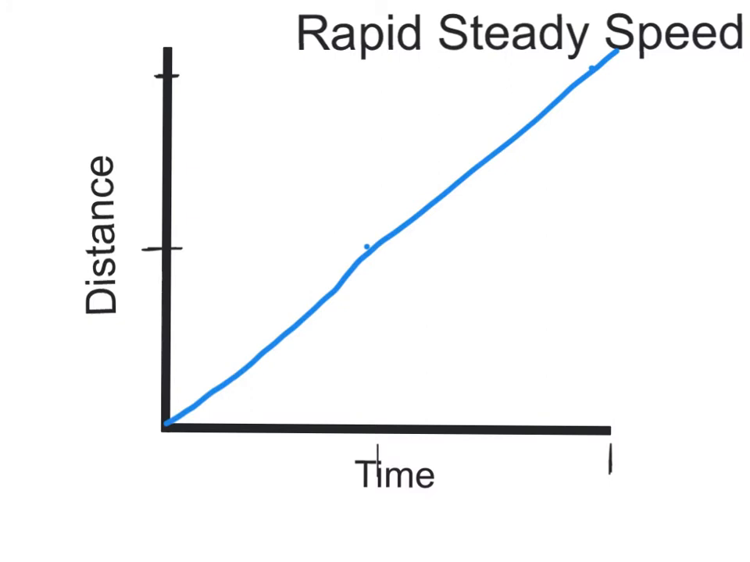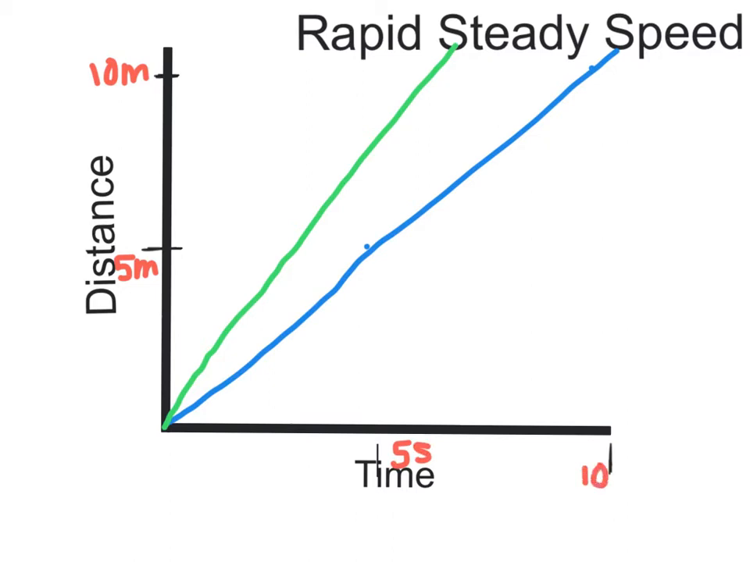For the next one, we're going to look at rapid steady speed. You can see right now I have what we did on the last graph already on this one. So I have steady speed already graphed. Rapid steady speed is going to be represented with this green line. The one thing that you can notice about this green line is it's a lot steeper. And if we look at it compared to our distance and our time on the sides, we're going to keep this at 5 meters, the top at 10, bottom at 5 seconds again, and 10 seconds.